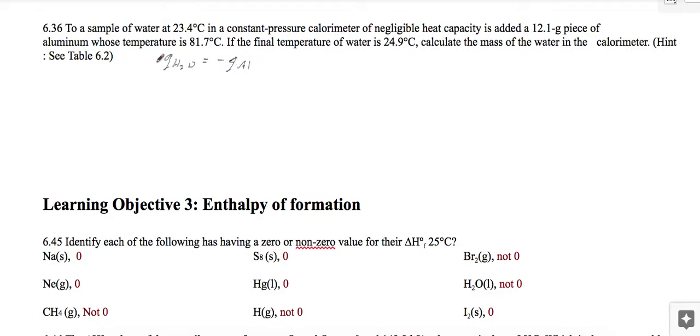If we put the negative sign with the water instead, it would still work out. We can do our work here: mass, specific heat, change in temperature equals the same thing here. And in this case, we're looking for the mass of the water. And we have a change in temperature. Mass here.